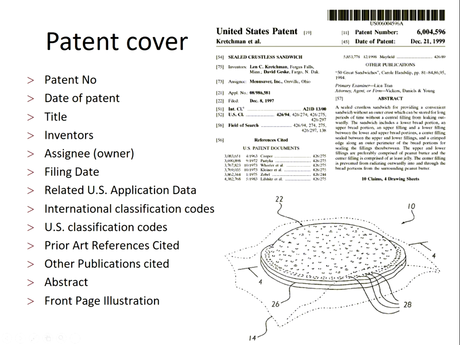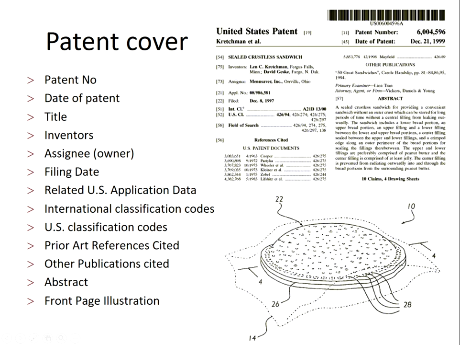Every patent has a similar structure. There's a front page, and there's always a drawing on it. It always lists the title, the patent number, when the patent was issued, who the inventors were, who owns it, that's called the assignee, and when it was filed. The difference between the filing date and the date of the patent is often around 2 years. You can see here that this is a little bit over 2 years, from December 8th, 1997 to December 21st, 1999. But this can vary greatly. It can take a long time to get a patent.